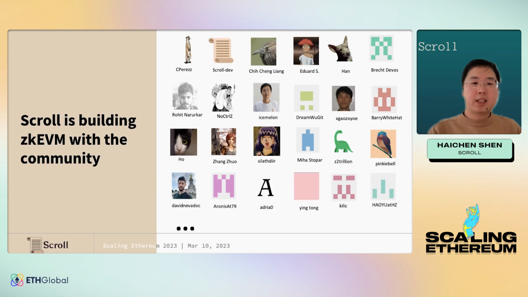Okay, so lastly, a bit about Scroll: we are building the zkEVM with the community, with a lot of community members. Not only is Scroll doing that, but all of the code has been peer reviewed by community members from us, from the PSE team of the Ethereum Foundation, and many more people who are interested in the zkEVM and contributing to the zkEVM repos.